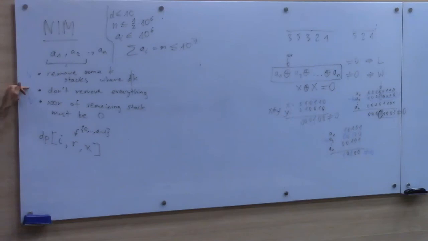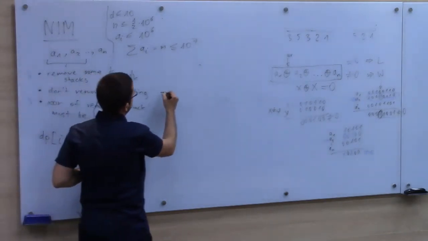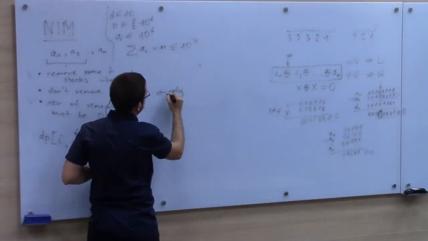And we still have one additional requirement, that we don't remove everything. And how can we handle it? Basically, it's not very important, because it will happen only in one case, when we would like to remove everything. Because the number of stacks removed must be divisible by d, this is only the case when n is divisible by d.